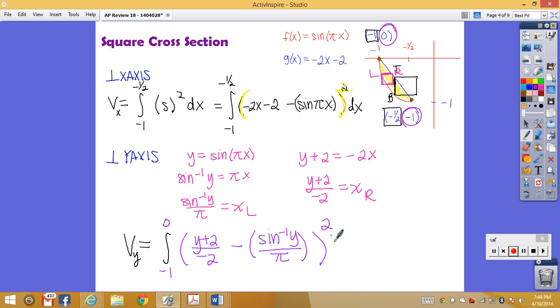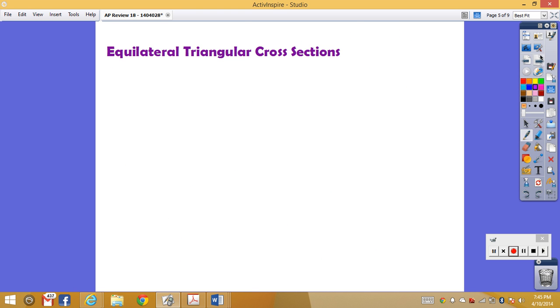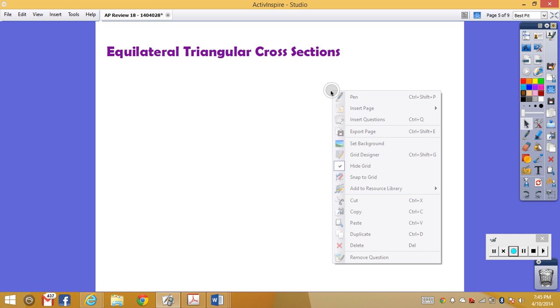And then the whole thing squared, dy. So what I'm going to do is just give you other shapes to do. For the first few, I'm going to have you do a dx and a dy problem, perpendicular to x, perpendicular to y. So the next one is equilateral triangular cross sections.